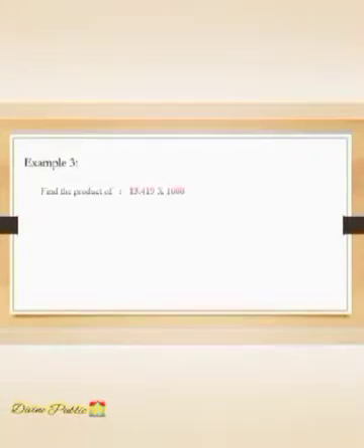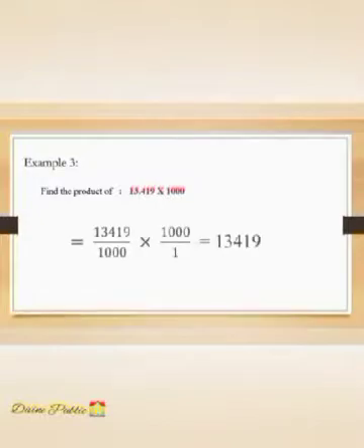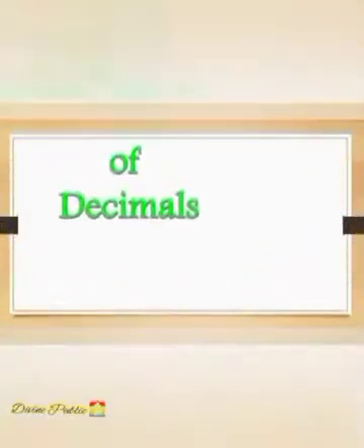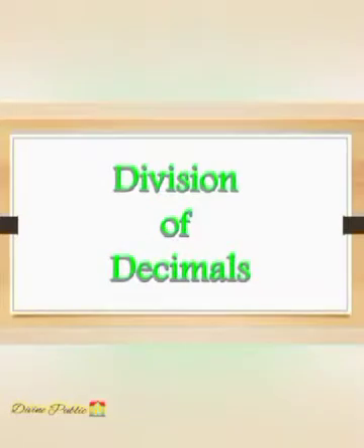Example 3. Find the product of 13.419 multiplied by 1000. Again, we will convert 13.419 into a decimal fraction, and after multiplication, the 1000 of the numerator and the 1000 of the denominator will cancel together. And finally, we will get our answer, 13,419.